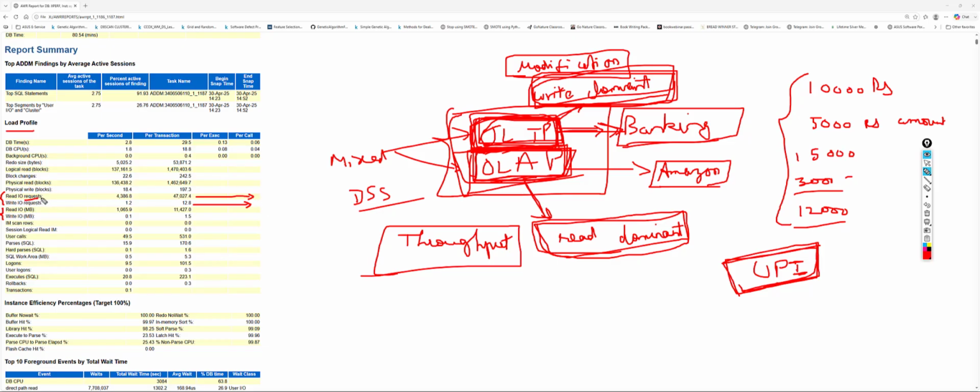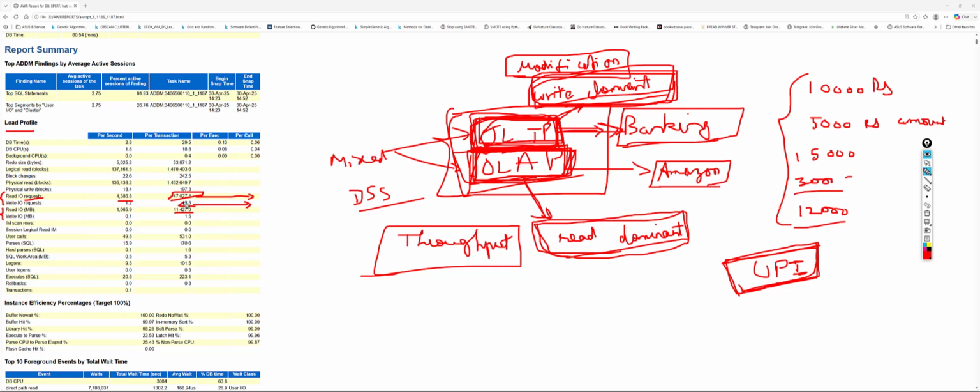If you see, this system is having a lot of reads, comparatively less writes compared to the reads. Read IO requests are very high, almost 4,386 per second, and 47,000 per transaction. But write IO requests are only 12.8, and read IO MB is also very high, bandwidth is high. So based on this, you can easily understand that this is kind of an OLAP system.